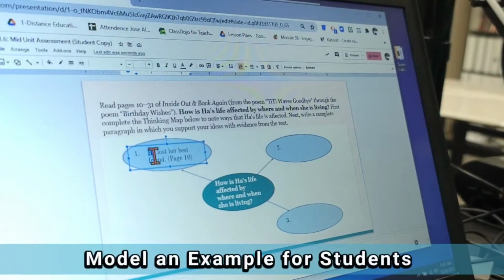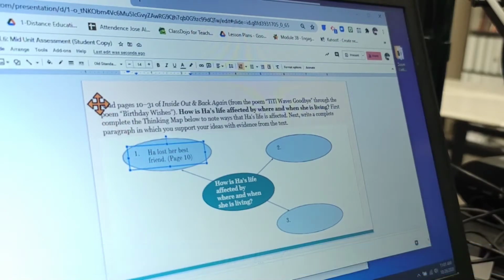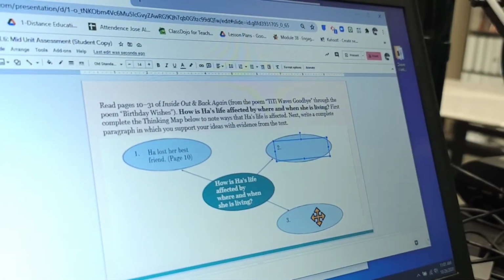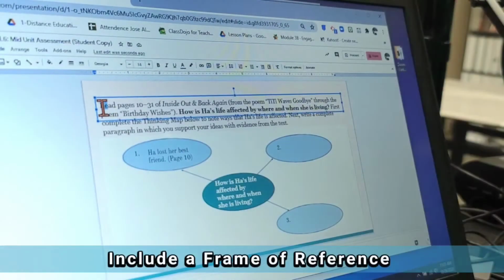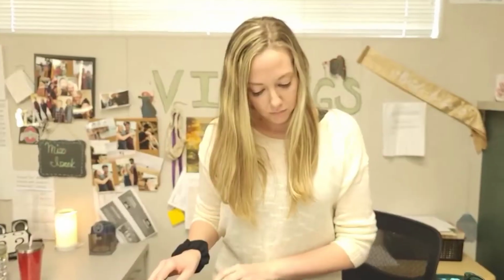At first, you'll want to model how to complete a part of the thinking map, leaving the rest for them to do independently. You can do this by turning your prompt into a frame of reference. This will support students later on to know what information they are supposed to be looking for.